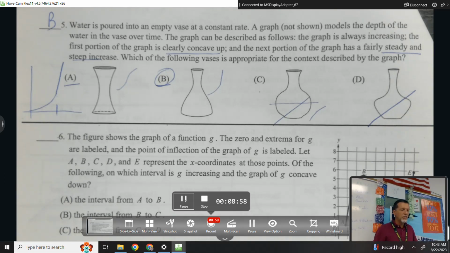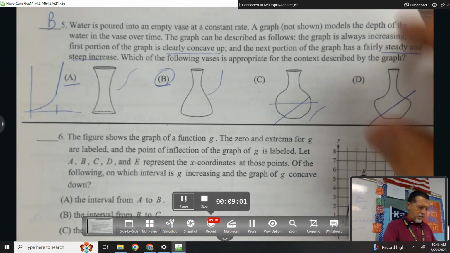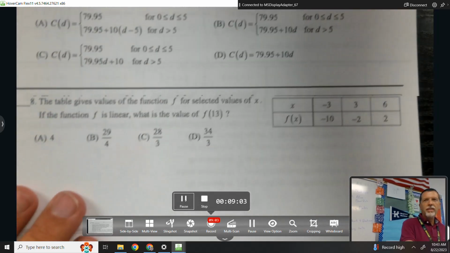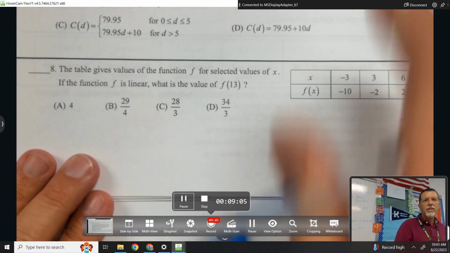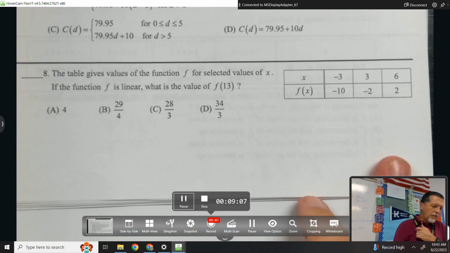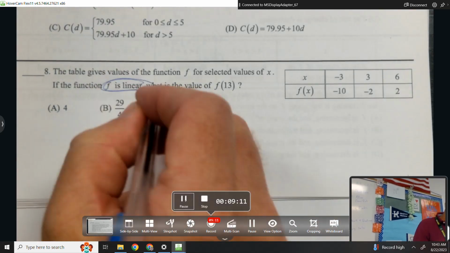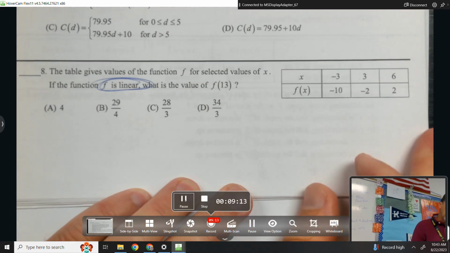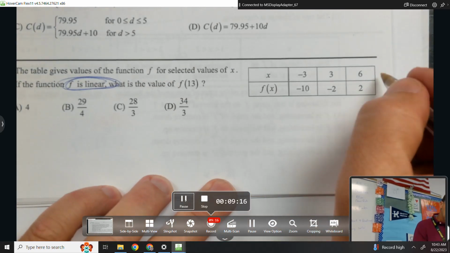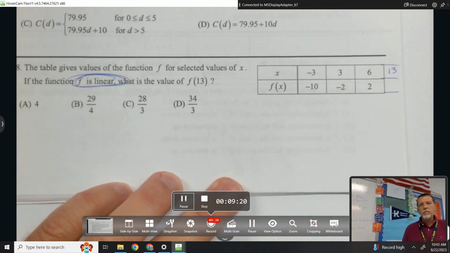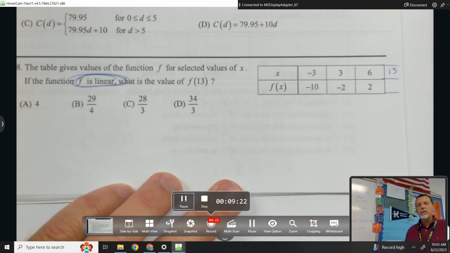Okay, 5 plus 3 is 8. Number 8. Well, somebody was asking about this. Maybe that was last period, though. Number 8. The table gives the value of the function for selected values of x. The function f is linear. What is the value of f of 13? So I'm just going to add my own addition to the table there.